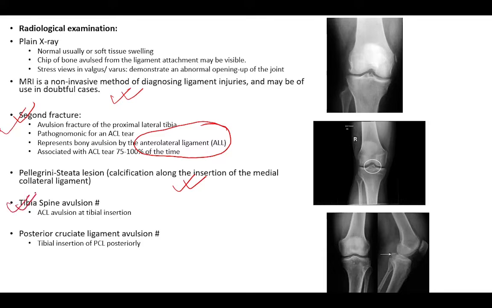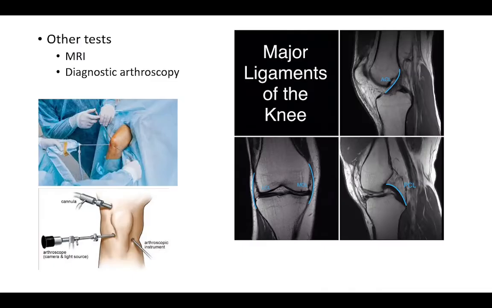A tibial spine avulsion fracture, which you can see here, is the avulsion fracture at the ACL insertion on the tibia. Similarly, the posterior cruciate ligament attachment in the posterior aspect of the tibia can also be avulsed. A diagnostic arthroscopy and an MRI may also be done to test for ligamentous injury.